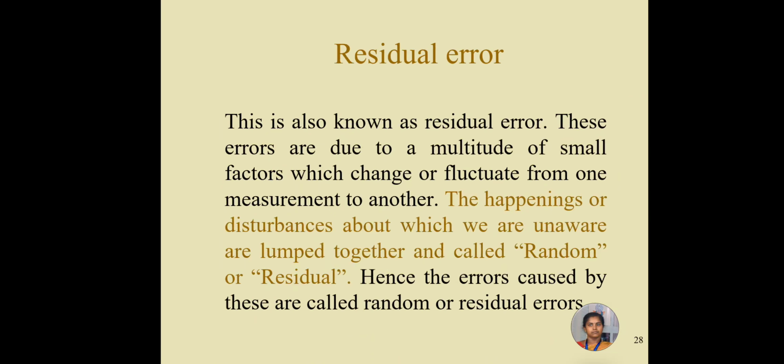And the residual error. These errors are due to a multitude of small factors which change or fluctuate from one measurement to another. The happenings or disturbances about which we are unaware are lumped together and called random or residual. Hence, the errors caused by these are called random or residual error.